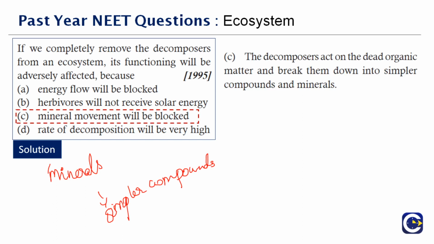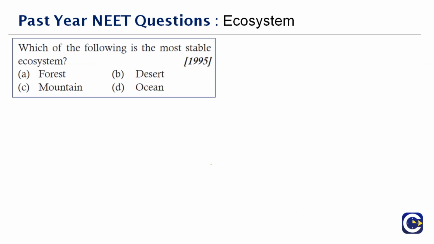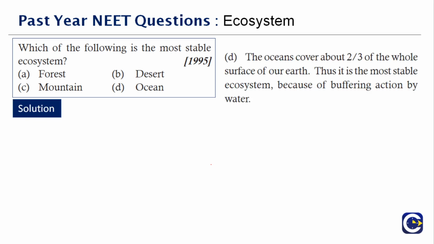Next question here. Which of the following is the most stable ecosystem? Very easy question. The ocean. The ocean is the right answer. The ocean is about two-thirds of the whole surface of the earth. Thus, it is the most stable ecosystem because of the buffering action of the water. Okay, so this is a direct question. You can ask me why forest, mountain, desert don't come under it. Desert, there are a lot of unfavorable conditions, so the ecosystem will not be stable there.